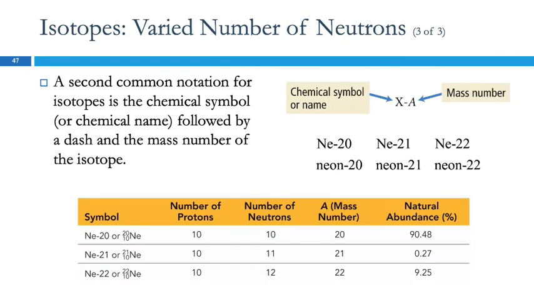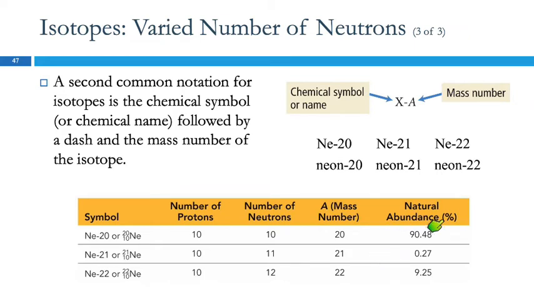Another way to identify these is by using either the chemical name or the chemical symbol, followed by a dash and the mass number. So those 3 neon isotopes that we looked at could be called Ne-20, Neon 21, or Neon 22. This is just summarizing what they have inside of them. They all have the same number of protons, but different numbers of neutrons, so their mass numbers are different, because 10 plus 10 is 20.